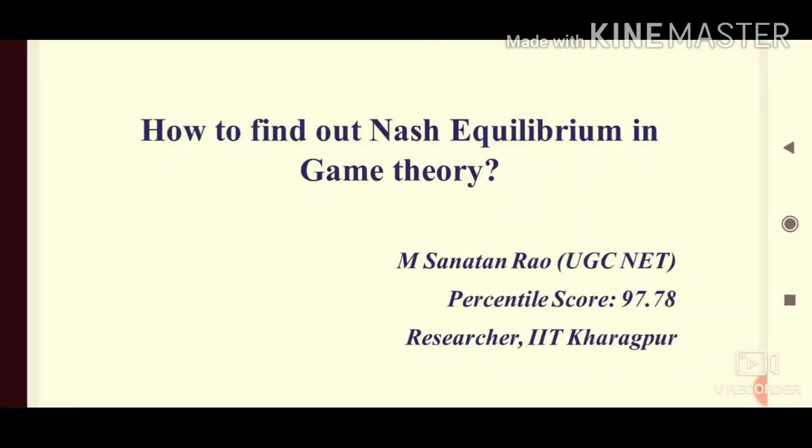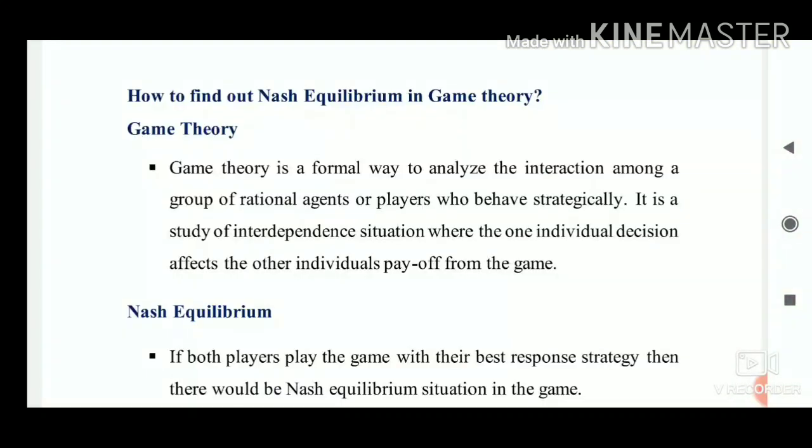In this video I will be discussing how to find out the Nash equilibrium in game theory. Before moving forward to find out the Nash equilibrium from the game of Prisoner's Dilemma, let me tell you the meaning of game theory in brief. Game theory is a formal way to analyze the interaction among a group of rational agents or players who behave strategically. It is a study of interdependent situations where one individual's decision affects the other individual's payoff from the game.